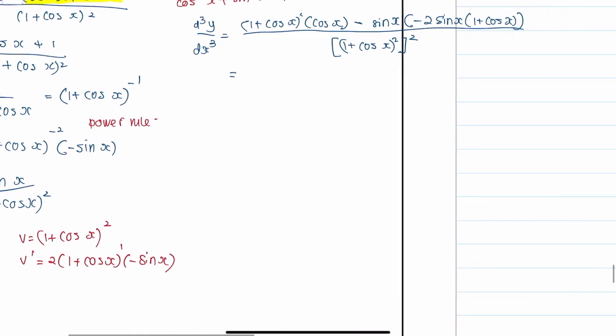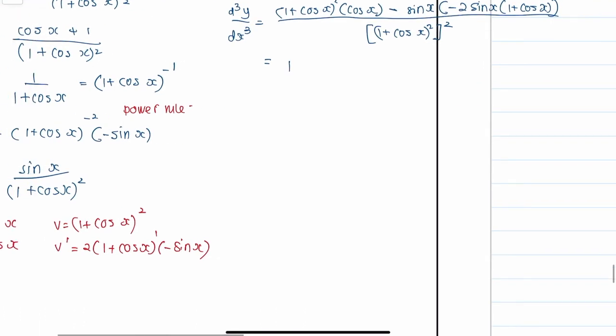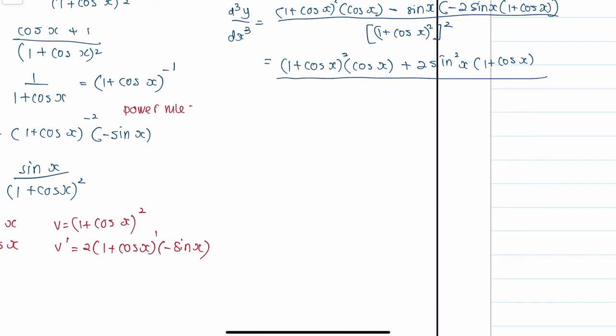So dia akan jadi 1 plus cos X square times cos X plus 2 sin squared X times 1 plus cos X, over 1 plus cos X to the power of 4. Okay. Sekarang kita ada 1 plus cos X, 1 plus cos X. Saya akan factorizekan 1 plus cos X. Okay, so dia akan jadi 1 plus cos X.